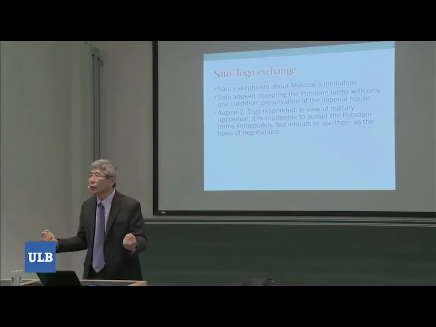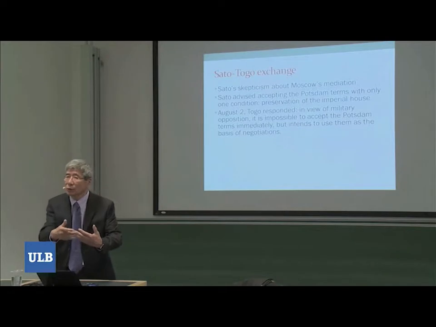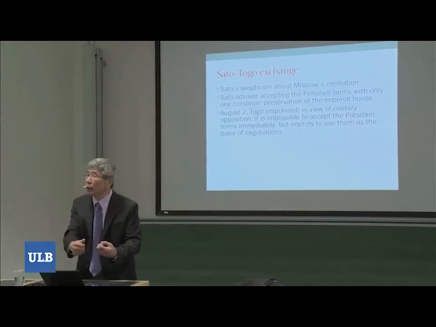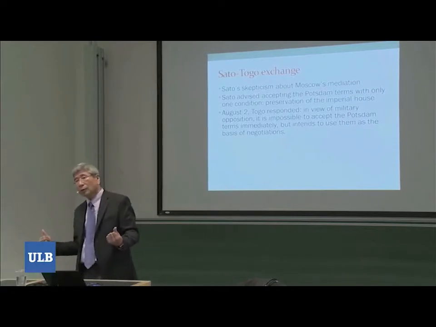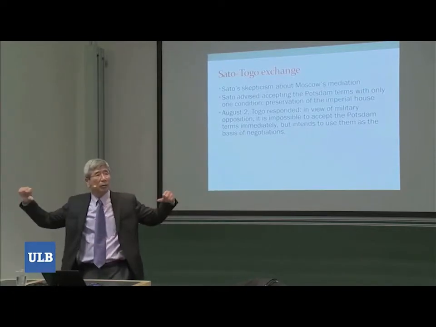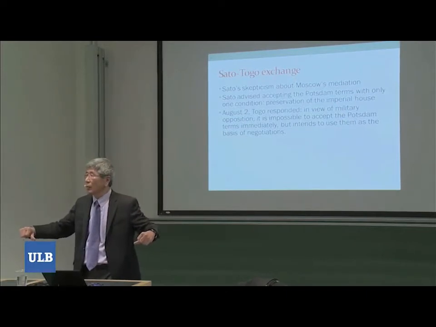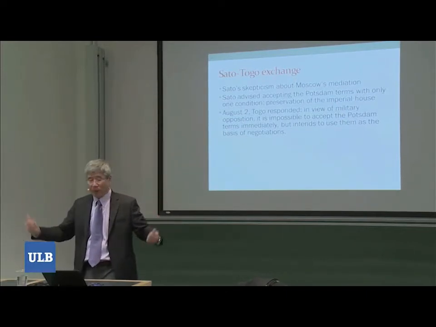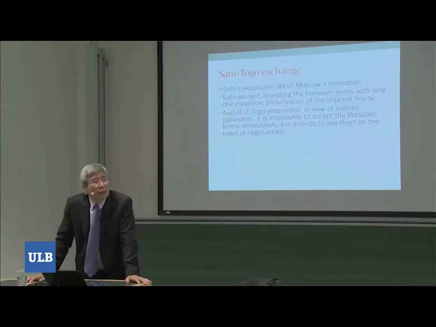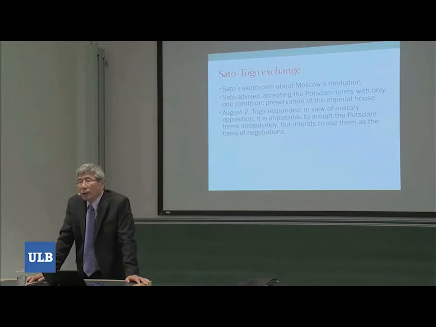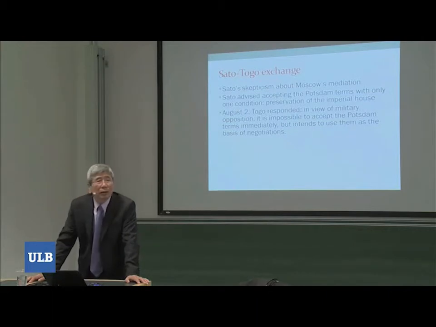And through that negotiation, probably we can come up with the preservation of the imperial house, and then come back to Japan and impose those conditions on the military. That's his scenario, right? In other words, the Japanese government, as of August 2nd, was prepared to accept the Potsdam terms as a basis of negotiation.